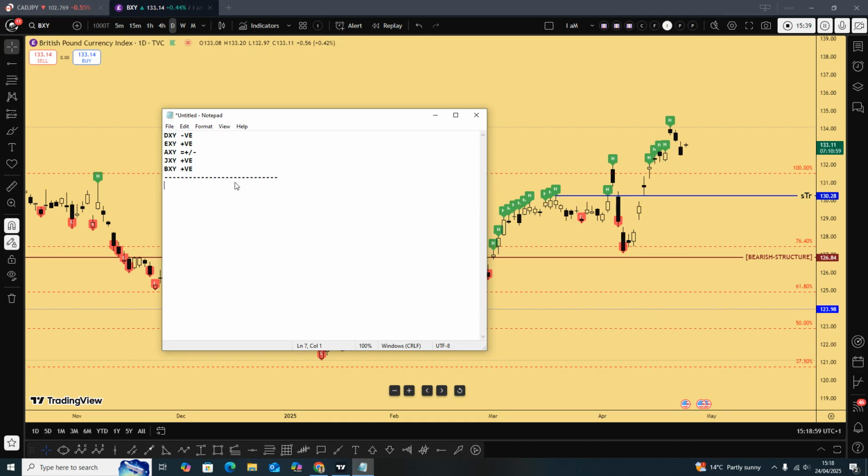So in terms of pairing, US dollar is negative, euro is positive. So buy pairs: euro US dollar, pound US dollar. Those are buy pairs. Then we've got the neutral one, which is the Aussie. I'm not going to do anything with that. We've got the sell pair as the US dollar JPY.